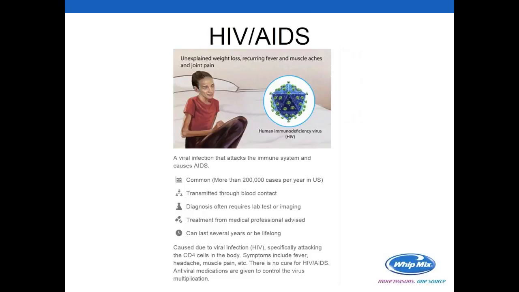Okay, then there's HIV/AIDS. There's been a lot of discussion of this and how it's transmitted and what happens with it. 200,000 cases a year. It is blood-borne. You can be treated for it. It can last several years. It also, in the beginning, will feel flu-like. There are no cures for HIV/AIDS. Antiviral medications can be given to help control it, but once you have it, you have it.